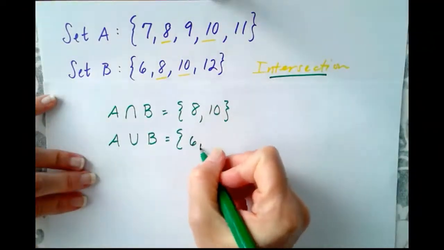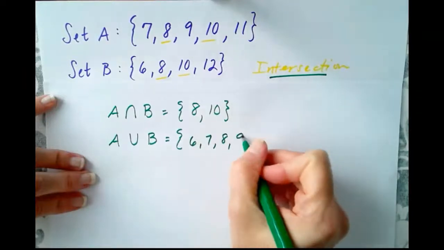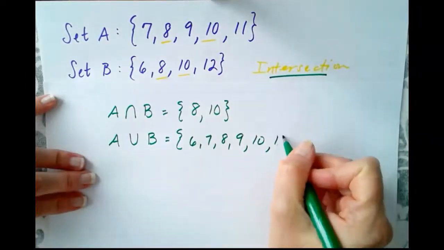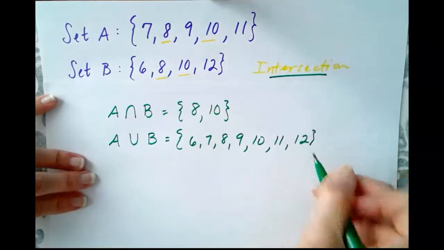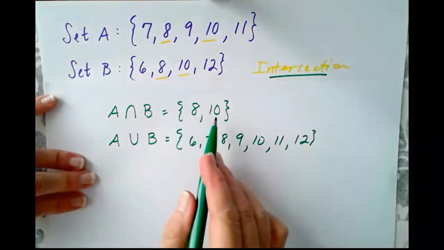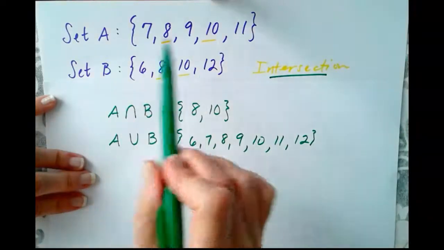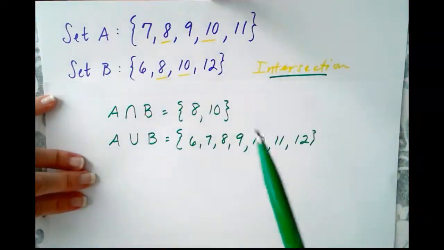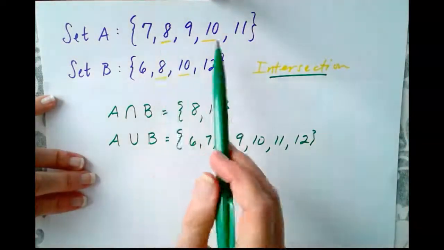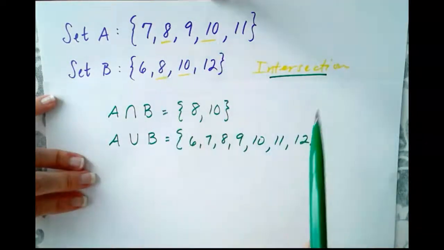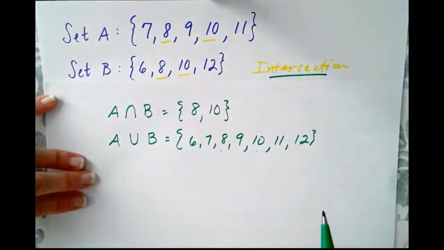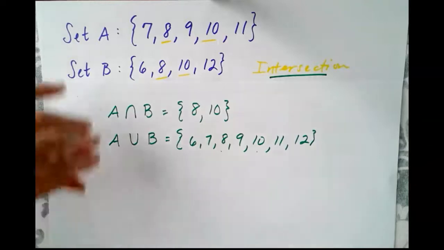So 6, 7, 8, 9, 10, 11, and 12 are in the union. The intersection is what they have in common. The union is all the elements that exist in one set or the other. So even though 8 and 10 are in the intersection, we still only write them one time in the roster notation. That is the union. So union versus intersection. Let's do it again.